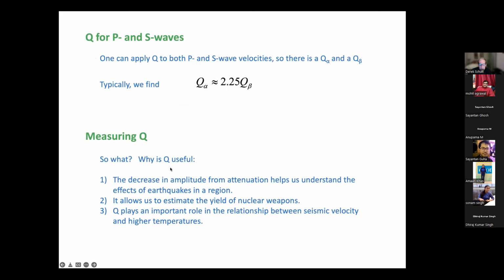This is useful in that the decrease in amplitude from attenuation helps us understand the effects of earthquakes in a region. I can't speak for India, but I do know in the United States, in the eastern US, energy will travel much more efficiently than in the western US, and that's due to attenuation. So a magnitude 5 earthquake could be felt all along the East Coast, whereas a magnitude 5 earthquake on the West Coast will be felt only over a small area. Also, Q plays an important role in the relationship between seismic velocity and higher temperatures.